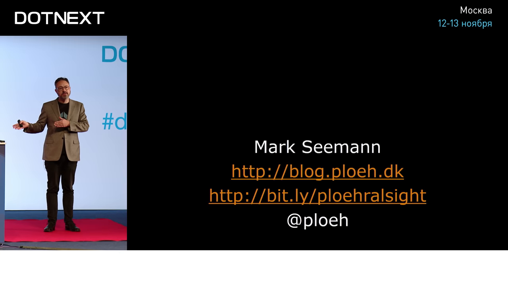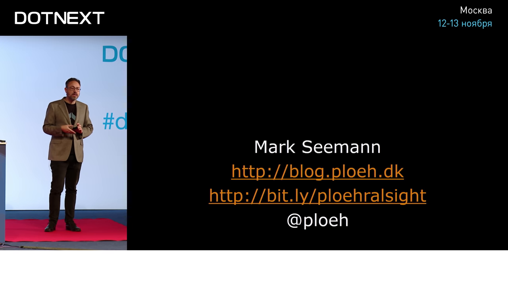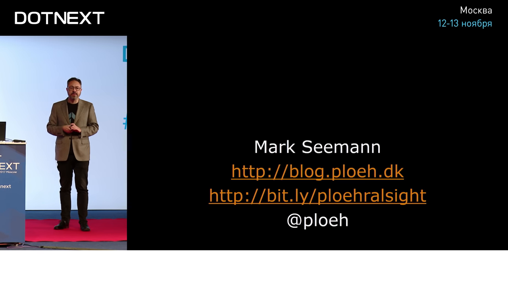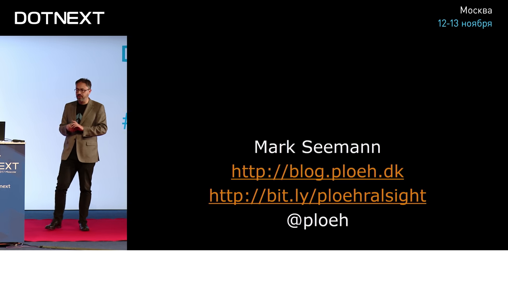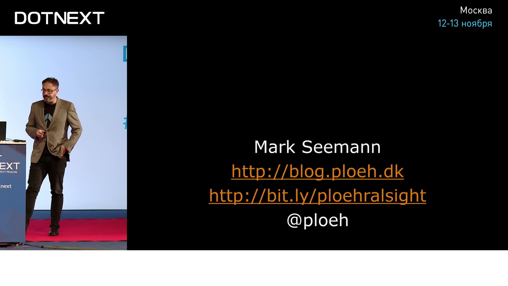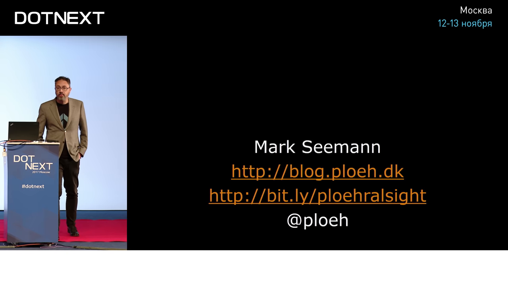Now, if you want to know more about this, if you go to blog.plo.dk, there is an article called From Dependency Injection to Dependency Rejection, and that's just a placeholder article that has links to several other articles that are going to walk you through all of this. These articles already exist, and there are links to the source code. If you want to look at the source code, it's in GitHub repositories and so on. So that's basically what I have.